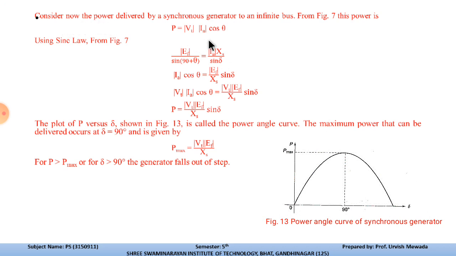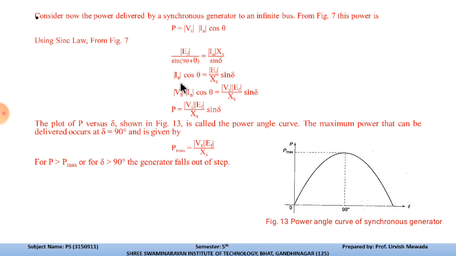From that we can write the equation. Consider the power delivered by the synchronous generator from figure number 7. We can write P is equal to V I cos phi, where V is the line voltage, Ia is the armature current, and cos theta is the power factor angle. Now we are using the sine law. Here we can write EF by sine of 90 plus theta equals Ia Xs by sine delta. This is the sine law.